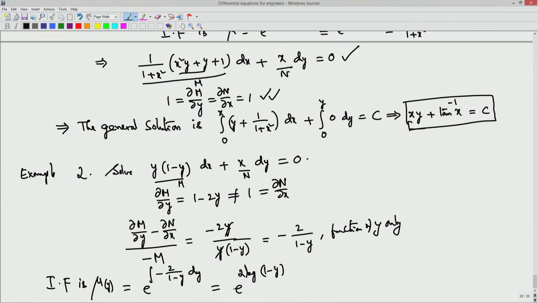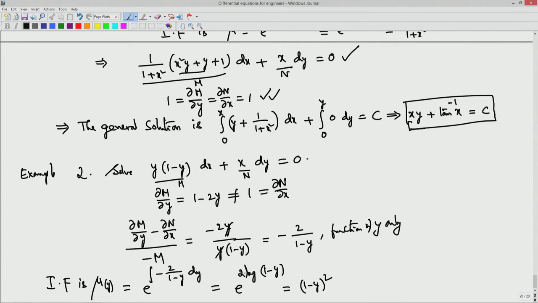At the end I want only some function of y, and multiplying by any constant also gives an integrating factor. So, you have infinitely many integrating factors simply by multiplying by a constant: 1, 2, 3, any number you can multiply with this and say that it is an integrating factor. Is this log 1 minus y, whose derivative is 1 by 1 minus y? So, that is correct. So, this is equal to 1 minus y whole square.